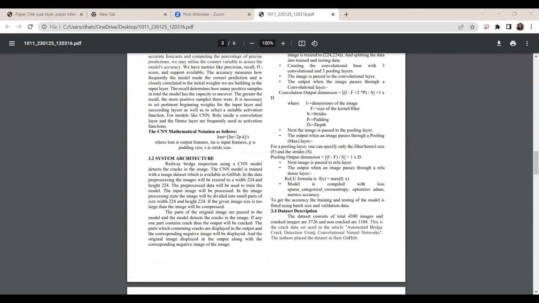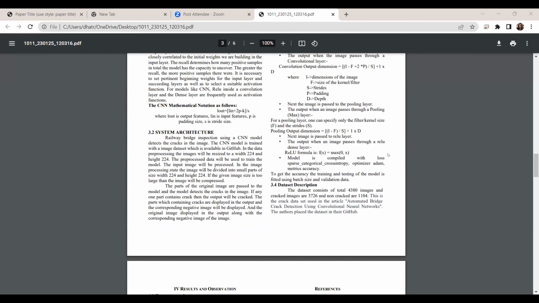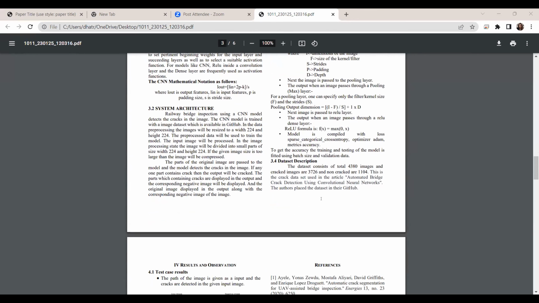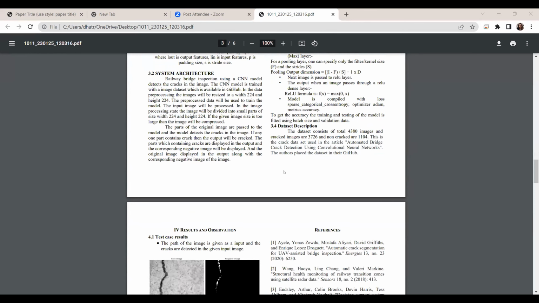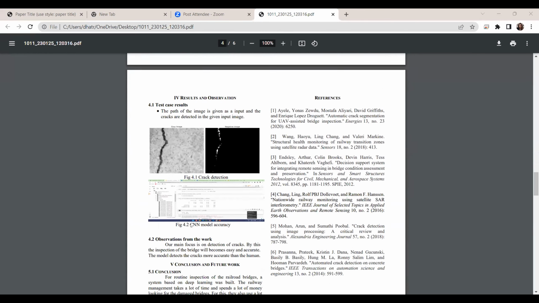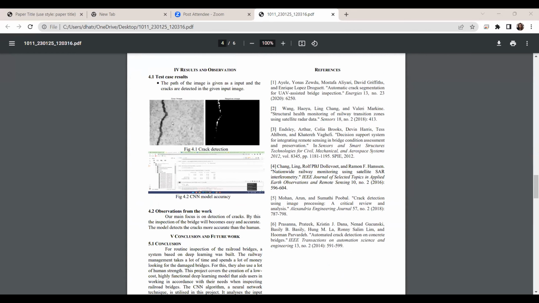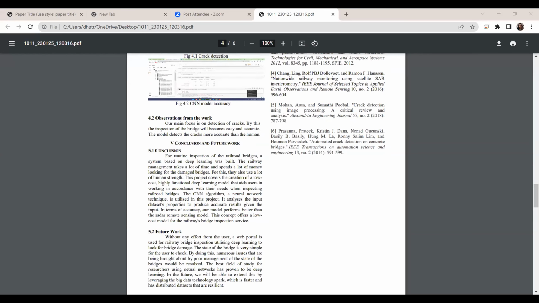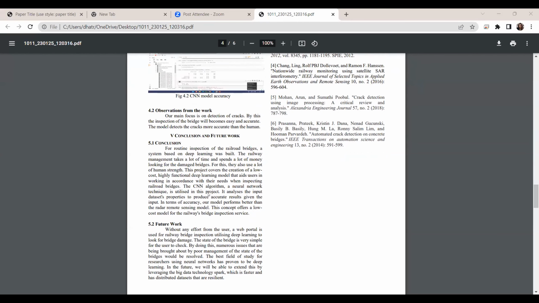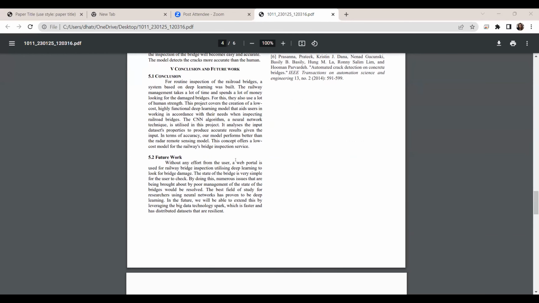The dataset description is we have used 4,380 images, of which 3,726 are cracked images and 1,100 are non-cracked images. We have collected the dataset from automated bridge crack detection using convolutional neural networks. This is the input image and this is the output image. Our main focus is detection of cracks. By this, inspection of the bridge will become easy and accurate. Thank you all.